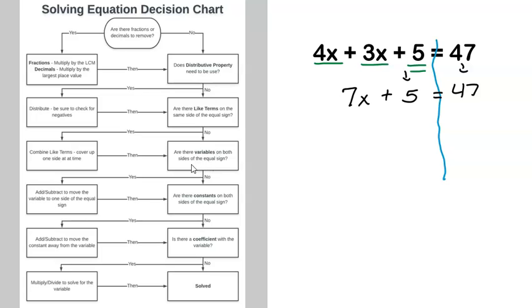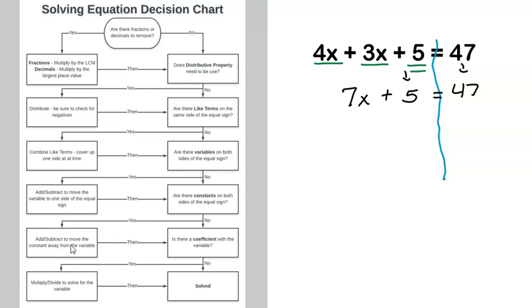All right, so I now combined my like terms, and I'm going to then come over to the next question. Are there variables on both sides of the equal sign? Well, again, I do have a variable on the left, but on the right, I only have a constant, so the answer to this one is no. So I'm going to follow it down. Next question. Are there constants on both sides of the equal sign? And by the time you get to here, you're going to have either a 1 or a 2-step equation. So are there constants? I have a constant of 5 on the left, a constant of 47 on the right. So the answer this time would be yes. So I'm going to follow the yes.